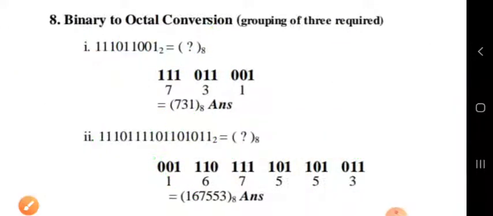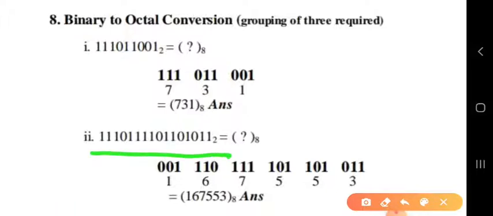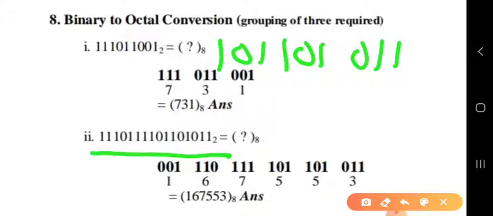Now we'll do another one. This is my question. Now convert it. Always write from its right side. So first 1 1 0, then 1 0 1, then 1 0 1, then 1 1 1, then 1 1 0, and the last one is 1.